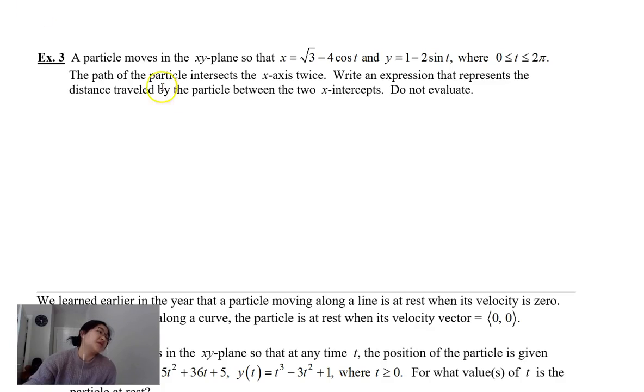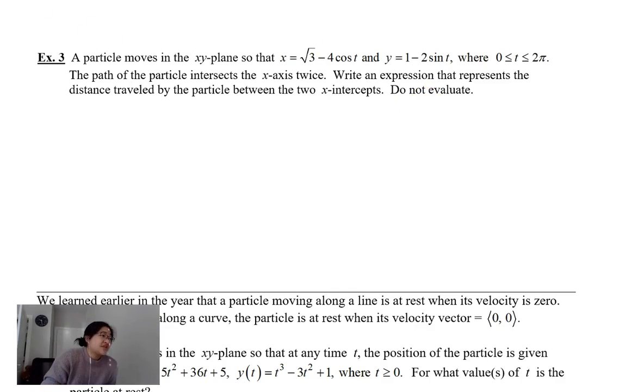So now we have a particle that's looking at cosines and sines, and we're looking from 0 to 2 pi as our times. The path of our particle intersects the x-axis twice. How are we going to write an expression that represents the distance traveled by the particle between the two x-intercepts? Well, first we need to figure out where those two x-intercepts are so that we can write our integral from those two bounds, but we don't need to evaluate, so we just need to make sure that we have the right things in our integrand. So pause the video, think about that, and then we'll talk about it.